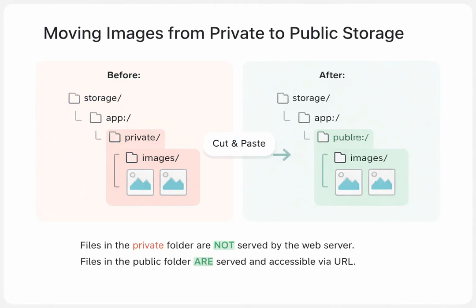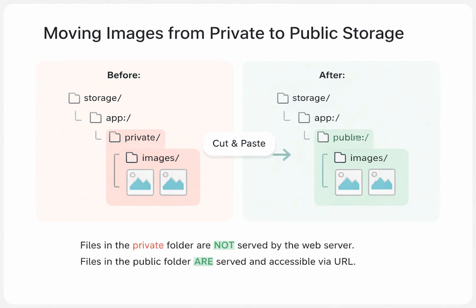The final piece of the puzzle is making sure your actual image files are in the right place. If your images were uploaded or stored in the private subfolder inside storage, they won't be accessible via a URL. The web server simply won't serve them. You need to move them, cut and paste, from the private folder into the public subfolder inside storage.